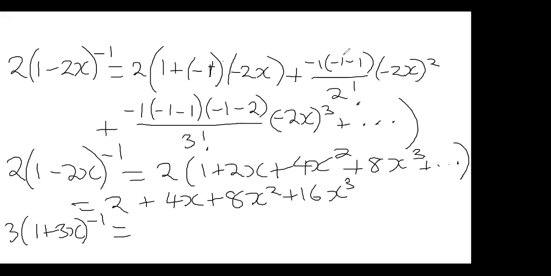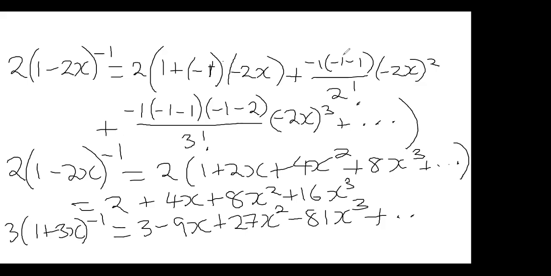Thank you, madam. Okay, so then the other one will give you 3 minus 9x, then plus 27x squared, then minus 81x cubed. That's what we have. Then plus dot, dot, dot. This one also plus dot, dot, dot. Then we can add. When we add the 2, what are we getting?